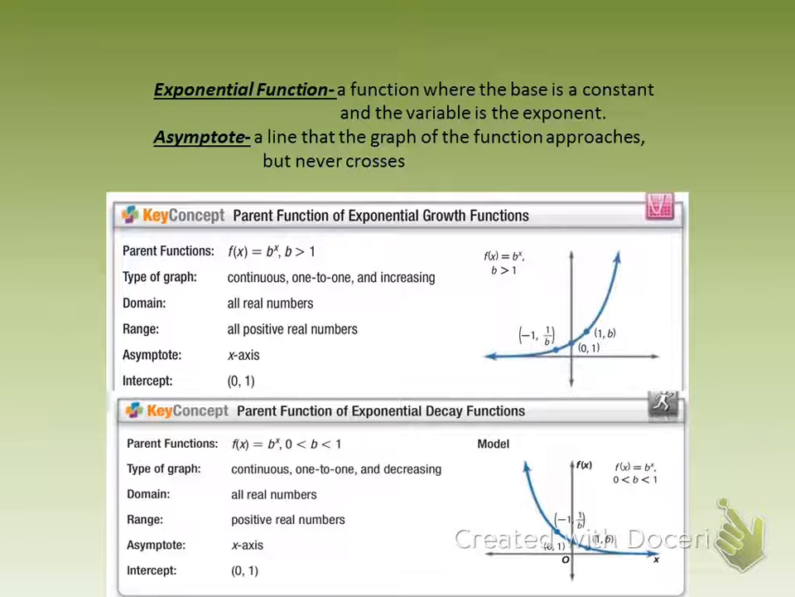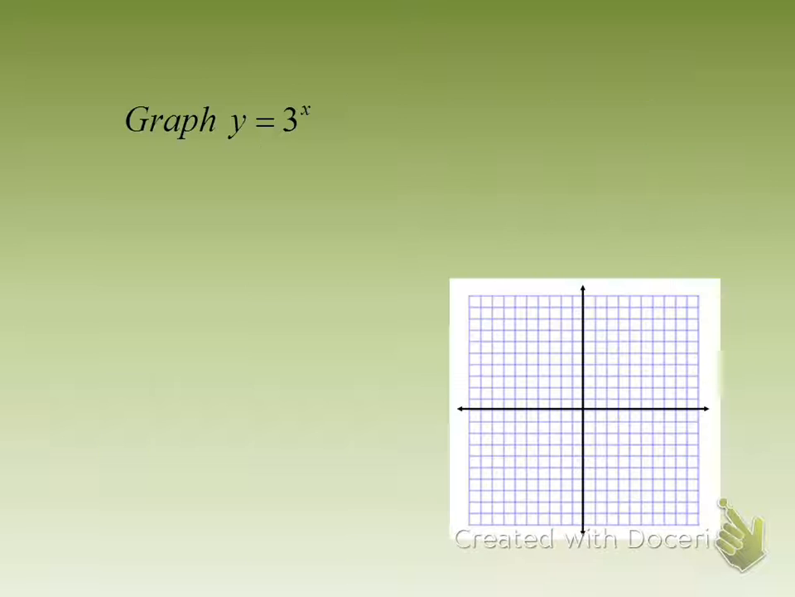We're going to have two types today. One is the parent function of growth. From left to right, you're increasing. That's why it's called growth functions. The other one is decay, because from left to right, you're decreasing. Once again, very creative on the names. Any questions on this? Everybody good? Great. Moving on.